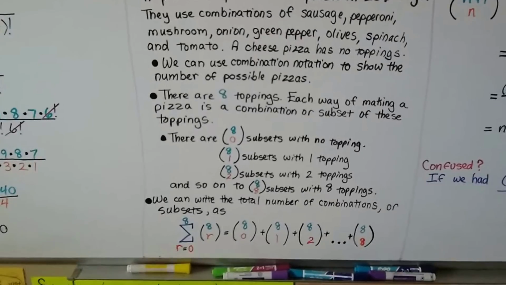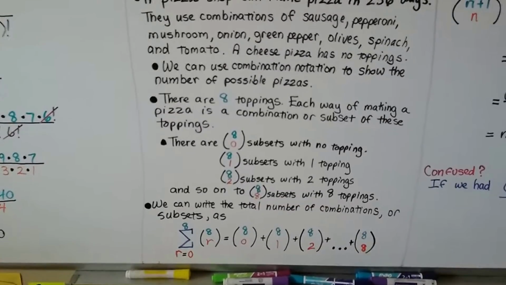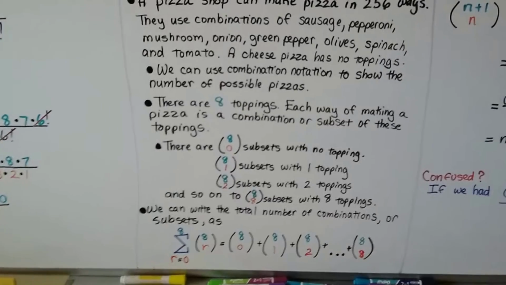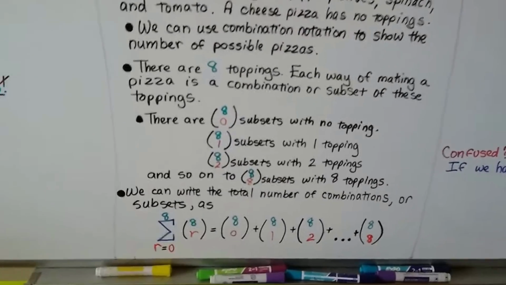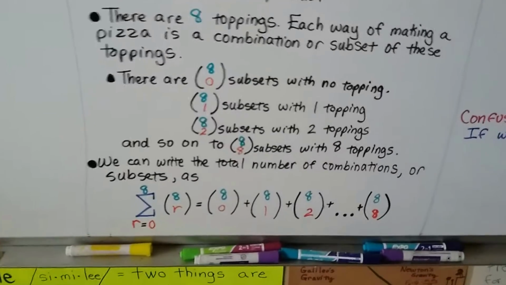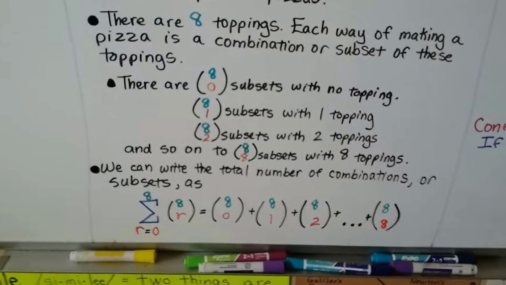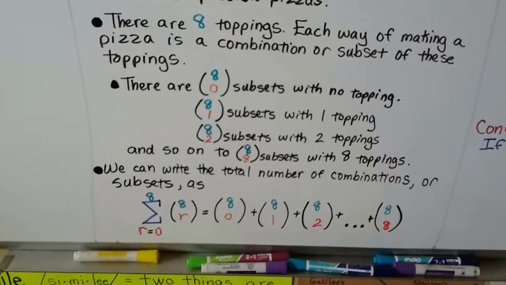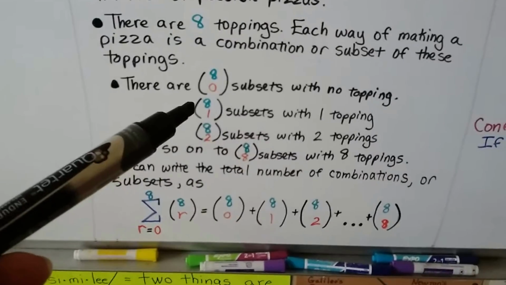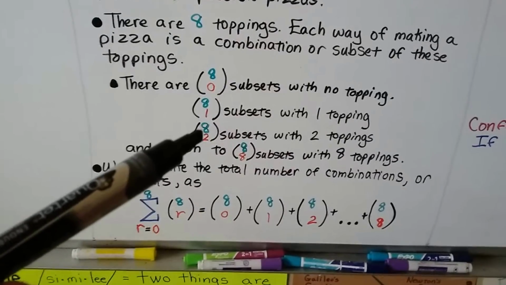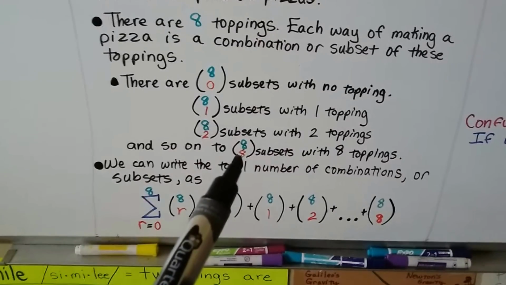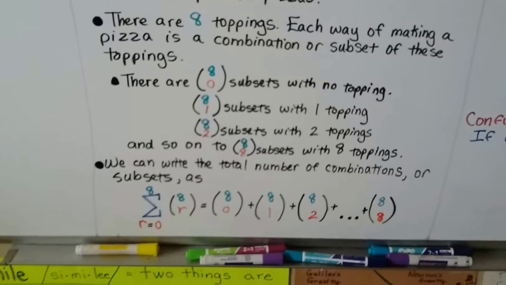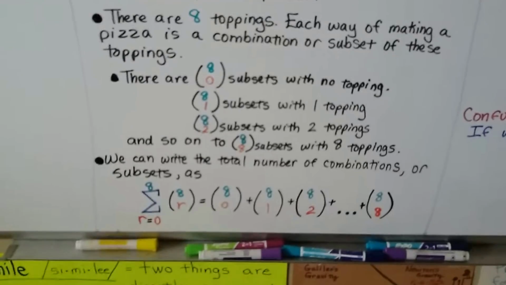We can use combination notation to show the number of possible pizzas. There's 8 toppings. Each way of making a pizza is a combination or subset of these toppings. And there's 8 choose 0 subsets with no topping. That would just be a cheese pizza, wouldn't it? We'd have 8 choose 1 subsets with 1 topping, 8 choose 2 subsets with 2 toppings, and so on to 8 choose 8 subsets with 8 toppings. That would be a deluxe pizza, wouldn't it, with all the toppings?